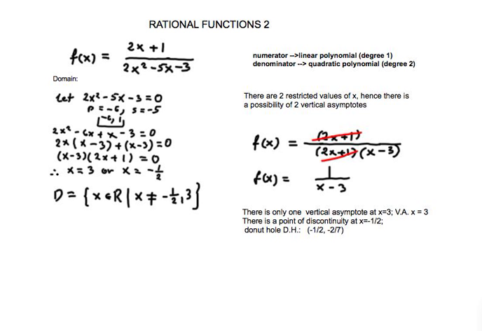So what happened with two vertical asymptotes? Since the 2x plus 1 expression was reduced and eliminated, -1/2 is gone. So the only vertical asymptote that we have here is the one at 3. So that's the only vertical asymptote. And what happens to the other value of -1/2? This becomes a point of discontinuity, and when x is equal to -1/2, the y value is -2/7.